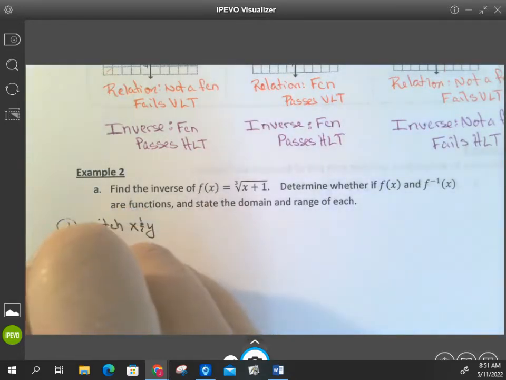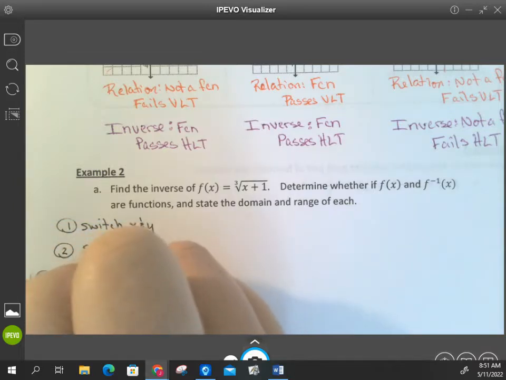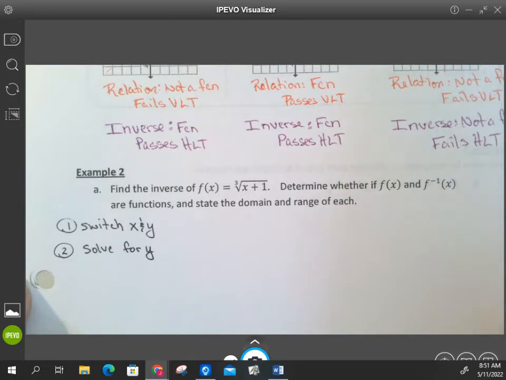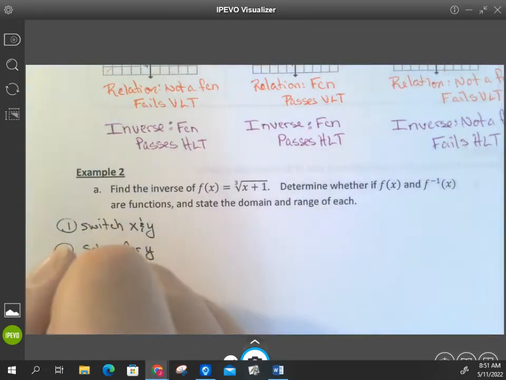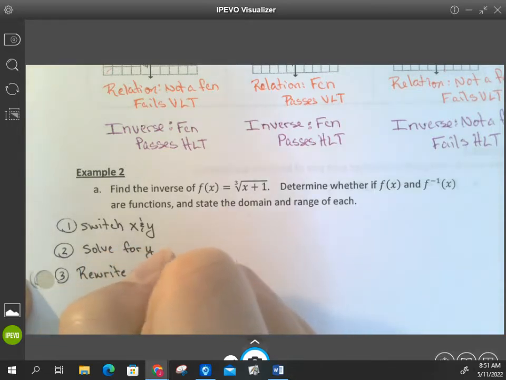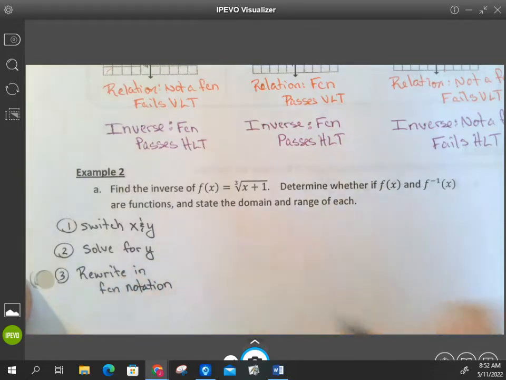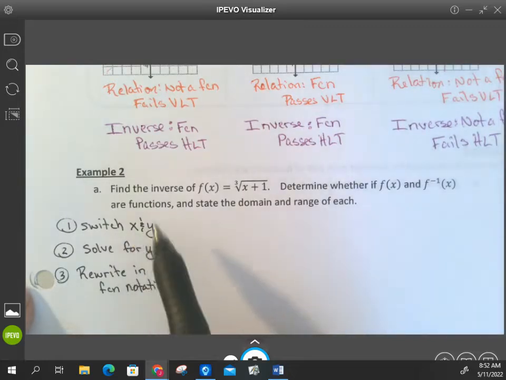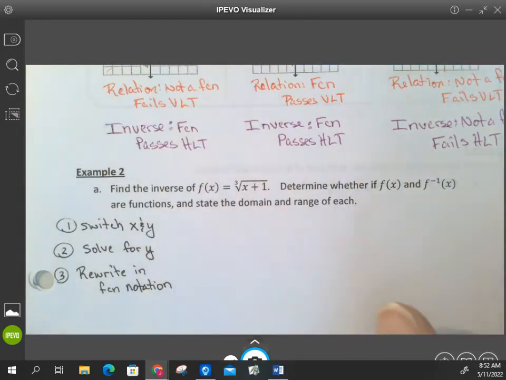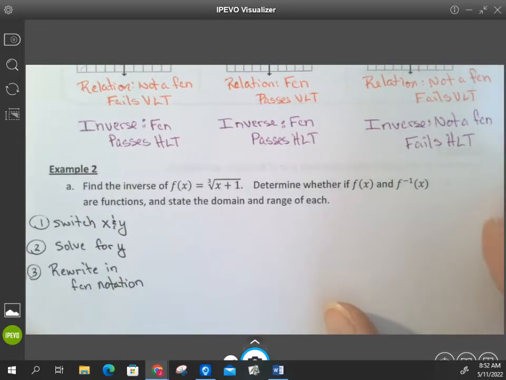The second step is going to then be to solve for y. And then the third step, I always say, is to rewrite. Rewrite in function notation. Now, we have already done this. Switch x and y. We did it when we introduced function notation, when we were working in function notation.